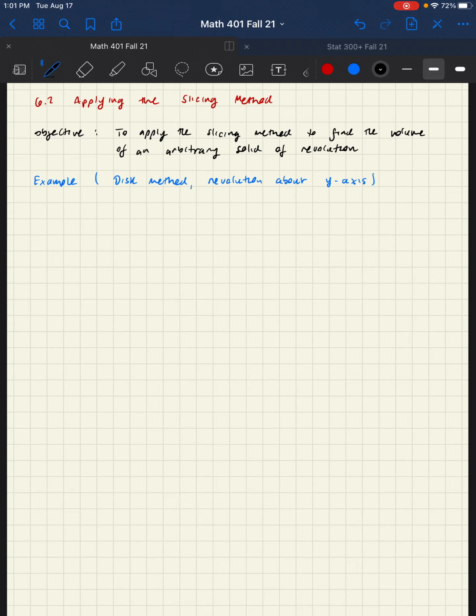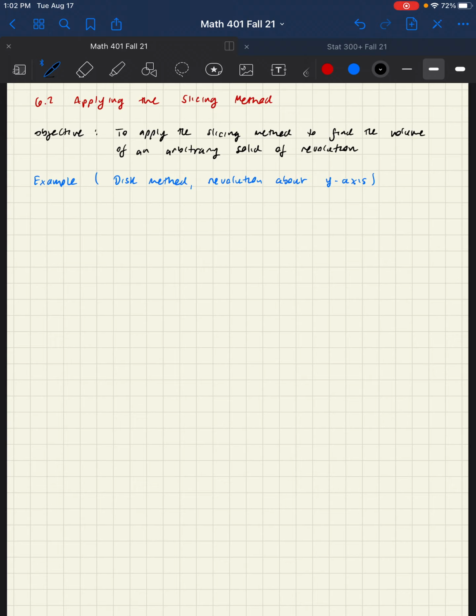Okay, 6.2, applying the slicing method. In this video, our objective is to apply the slicing method to find the volume of an arbitrary solid of revolution. So here we're going to extend the concept of the disk and washer methods to revolution about a y-axis or an arbitrary axis. And that will involve a few different techniques that we'll apply. So this is mostly example driven. So we'll use the examples to drive our new insights about extending this method.